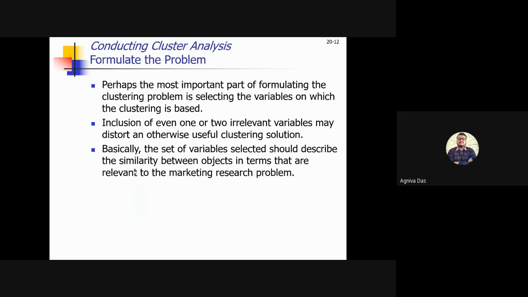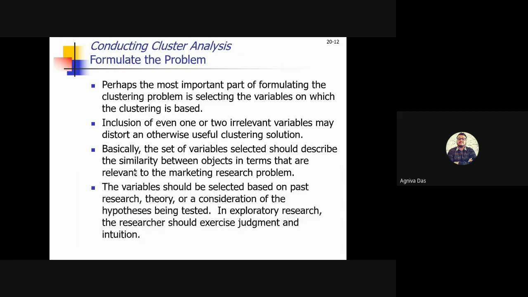So basically here, the set of variables that have been selected should describe the similarity between objects, right? And the variables should be selected based on past research or theory, or basically there must be some reasoning behind it, right? Or maybe there could be a hypothesis that is being tested, and on its consideration, a variable has been selected. That can also happen. In case of exploratory research, however, the researcher must exercise judgment and intuition, right?